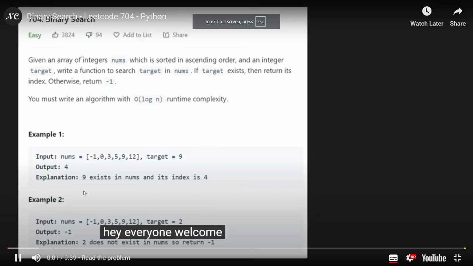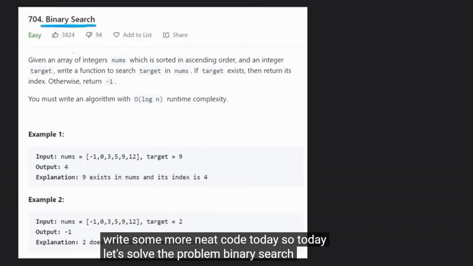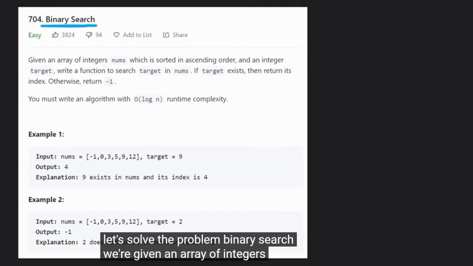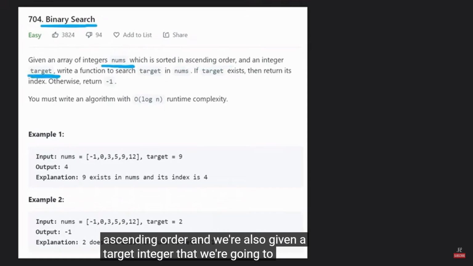Hey everyone, welcome back, and let's write some more neat code today. So today let's solve the problem binary search. We're given an array of integers nums, which are going to be sorted in ascending order, and we're also given a target integer that we're going to look for.